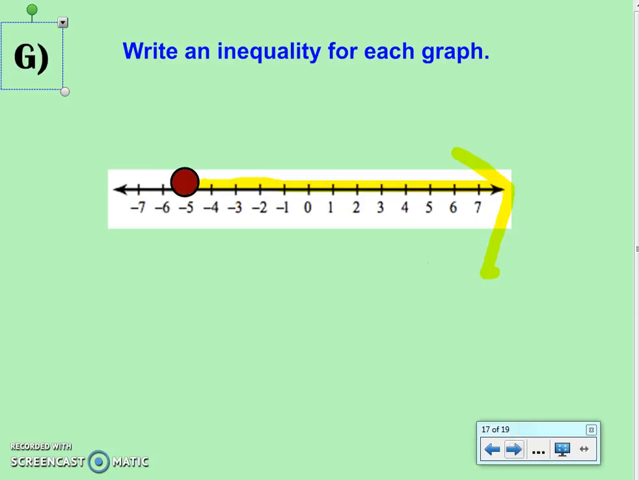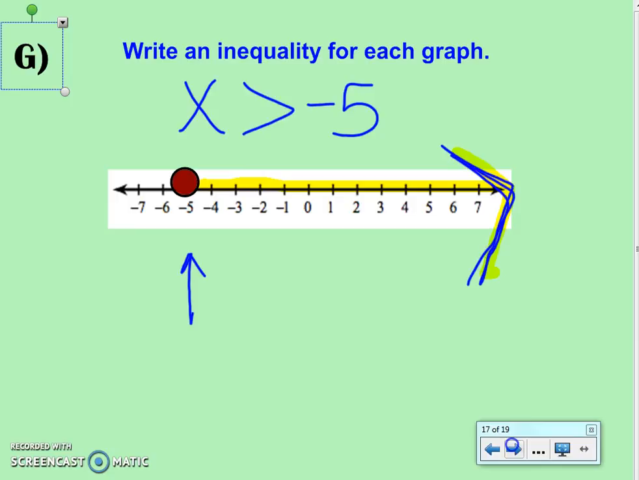Okay, try this one. Stop and try this one. Okay, here we go. X, and the circle is above -5. Take your pencil. Did you trace on the arrow? Looks like a greater than symbol. And then you put a line underneath it because it was shaded in.